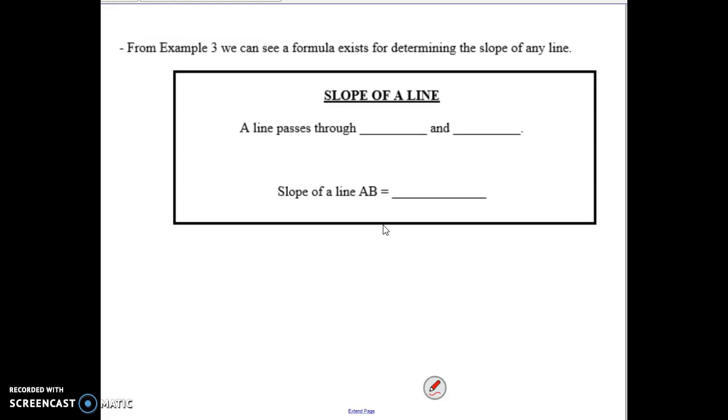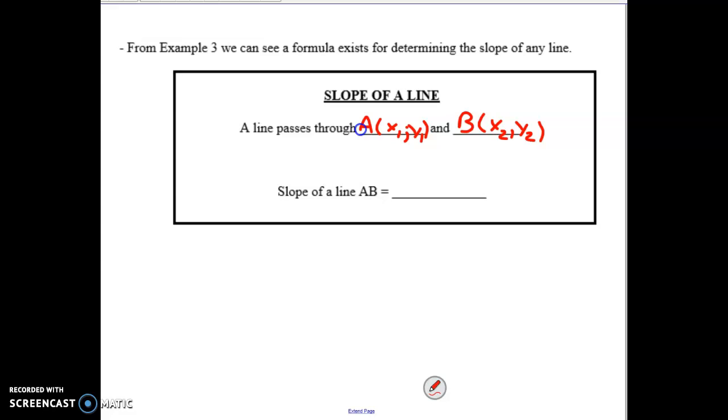And we're going to learn why. So there's another way we can find the slope of a line, and this line passes through A, (x1, y1), and B, (x2, y2).